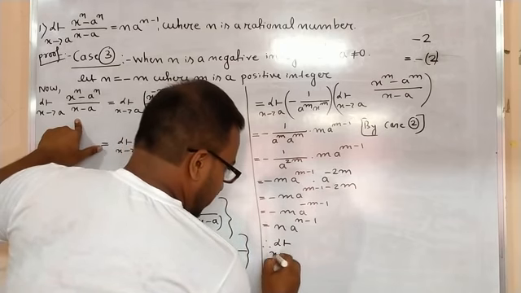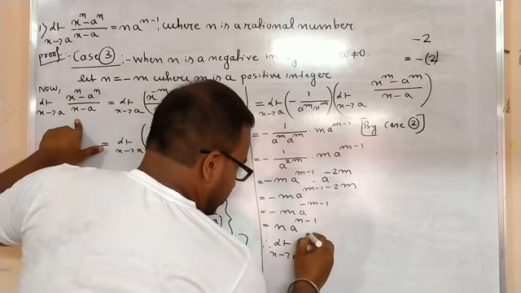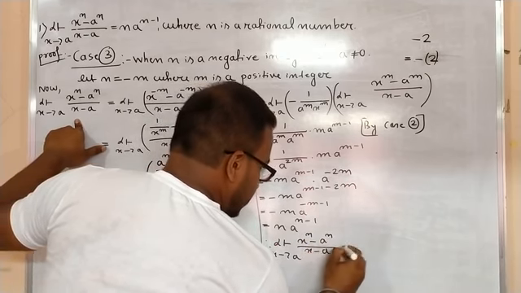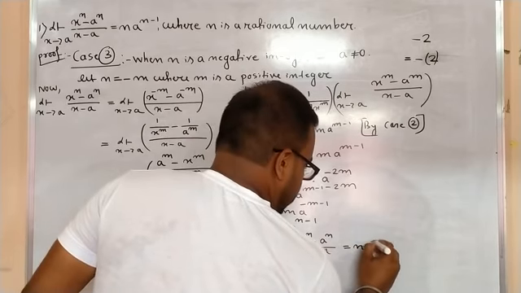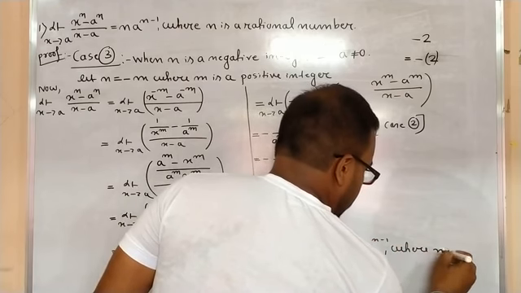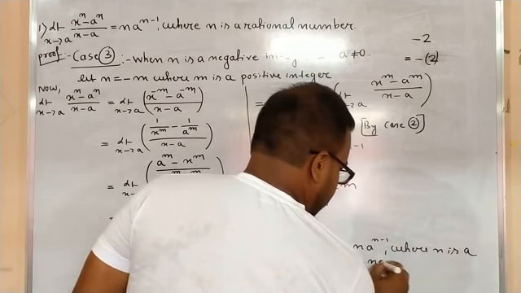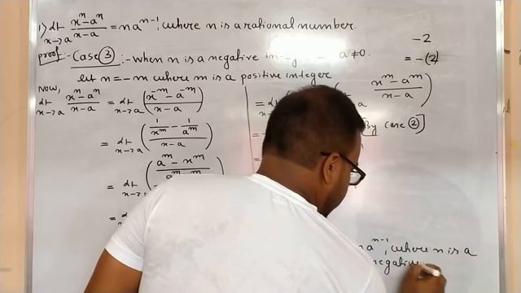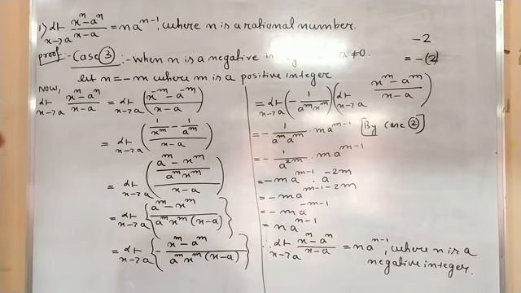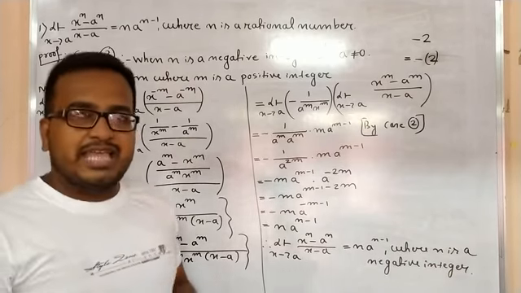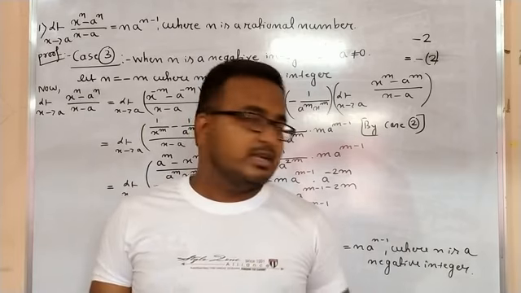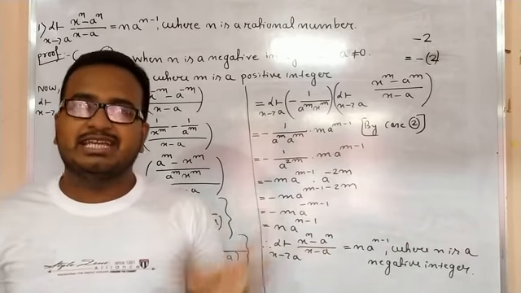So therefore limit x tends to a of (x to the power n minus a to the power n) by (x minus a) equals to n a to the power n minus 1, where n is a negative integer, right? So I have done case 1 when n is 0, I have done case 2 when n is a positive integer, and here I have done when n is a negative integer, right?